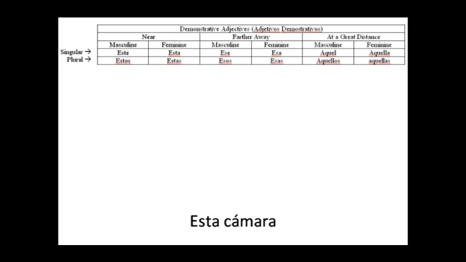And then if I want to make those plural, it's very easy. So if I want to say these articles, I would say estos artículos. And if I want to say these cameras, I would say estas cámaras. So think about, is it plural or singular, and is it feminine or masculine? And you just put that word in front of your noun, and that's really it.